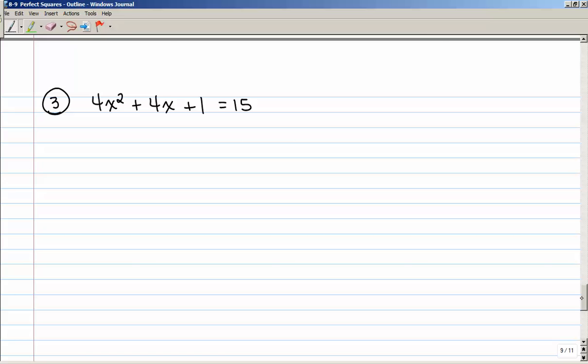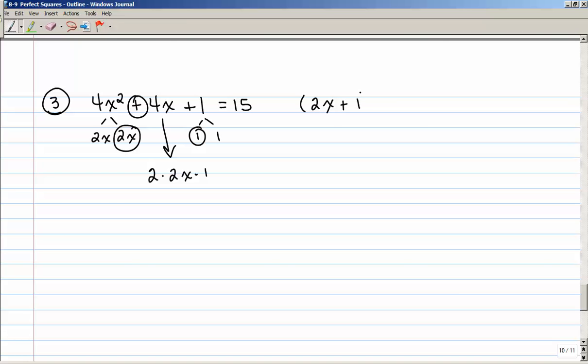And let's try this one right here. The left side doesn't look like a perfect square, but let's see if we can factor it. Let's see if it is a perfect square trinomial. 4x squared is 2x times 2x. The square root of 1 is 1 and 1. Is the middle term 2 times one of those times one of those? Indeed it is. 2 times 2x times 1 is 4x. So actually this can be factored into 2x plus 1 squared equals 15.